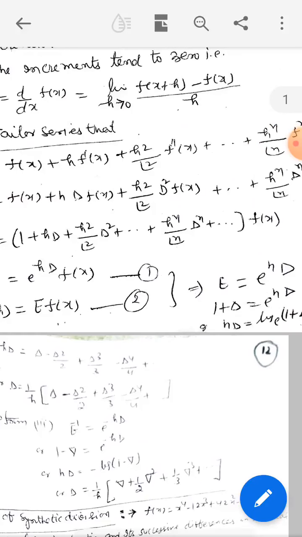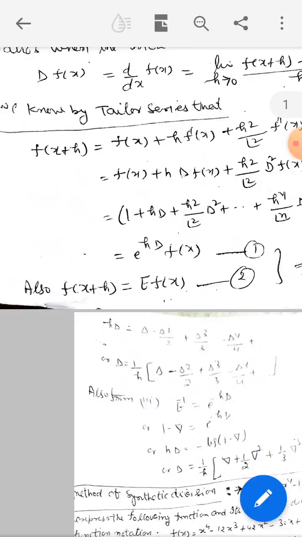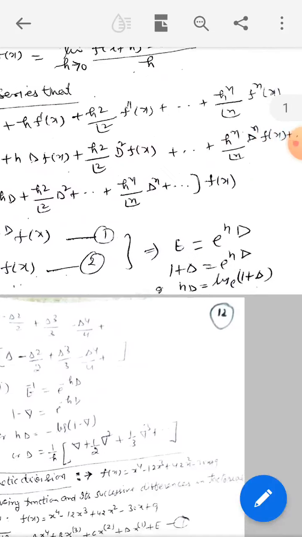Taking f(x) as common, we get (1 plus h D plus h square upon factorial 2 D square plus up to h to the power n upon factorial n D to the power n) into f(x). This is the expansion of e to the power hD into f(x). This is our relation number 1. We also know from properties that f(x+h) is equal to the displacement operator E of f(x). So from 1 and 2, we get that the displacement operator E is equivalent to e to the power hD.